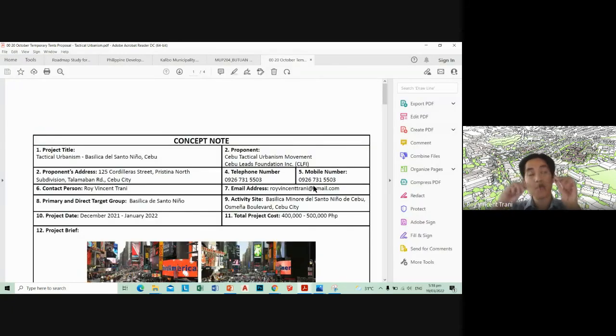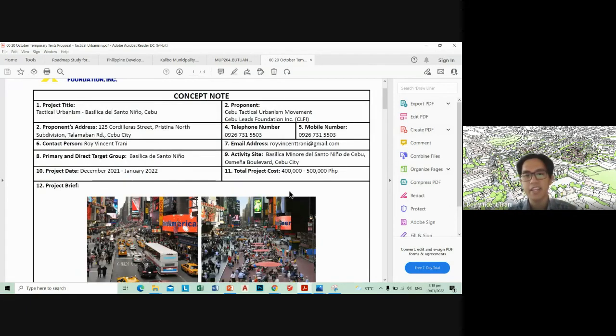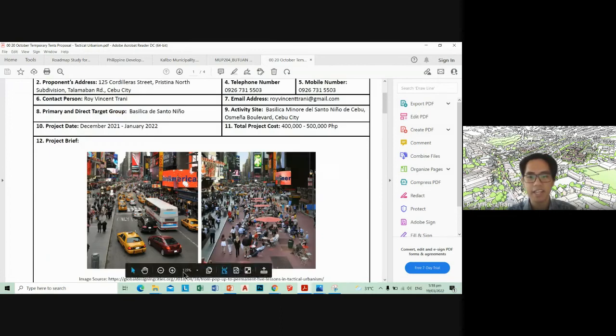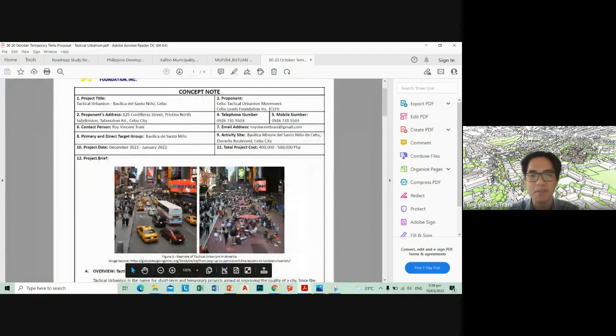So this is more urban design than urban planning, which is just the way it goes. I wish I could do an urban planning project, but it's really so big. And they see me, I'm a young guy, not much experience. So it will probably take another couple of years before I can actually handle an urban planning project.